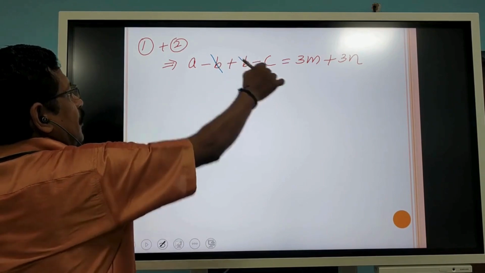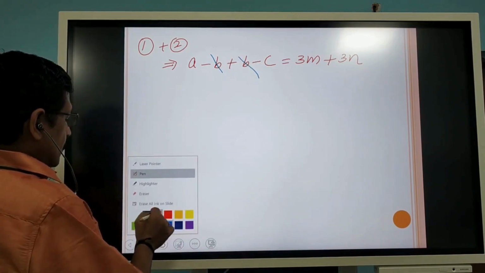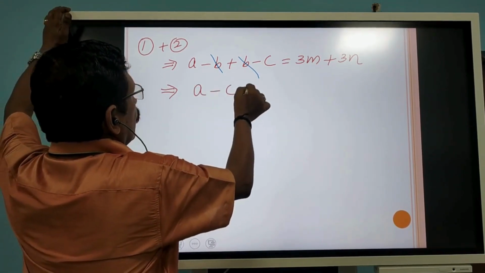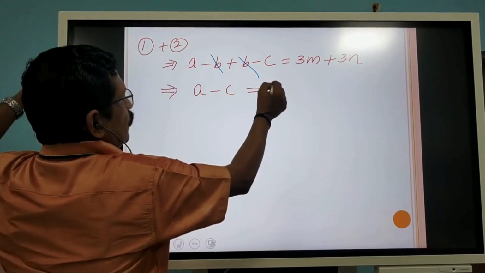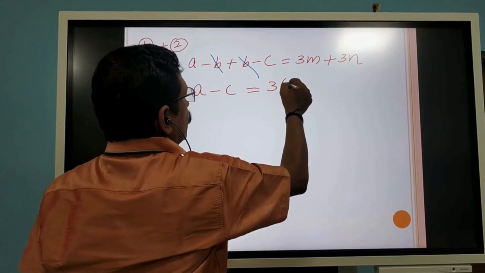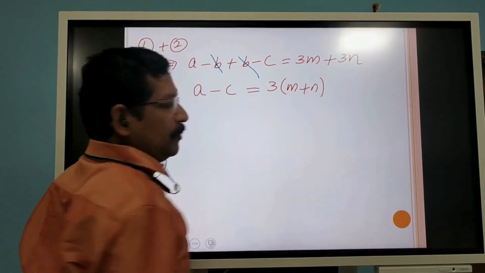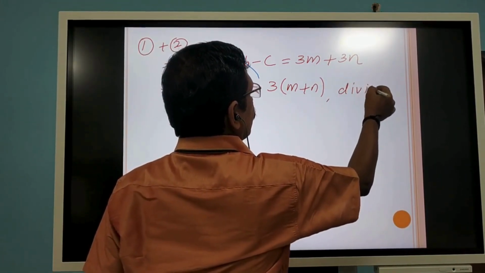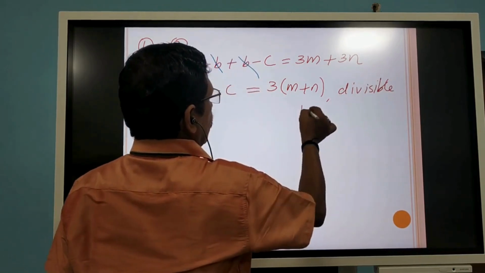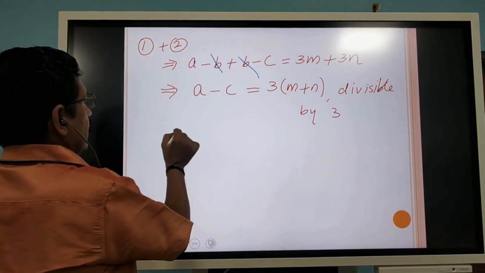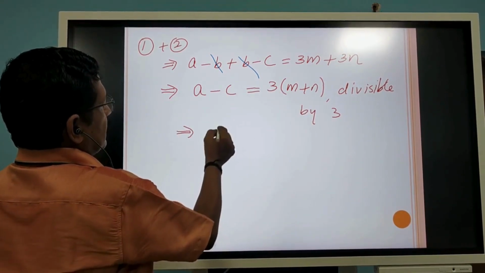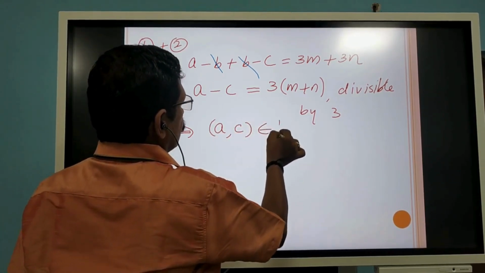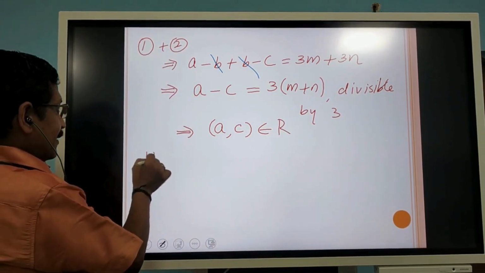Now minus 3 and plus 3. So we have A minus C is equal to, now let us take 3 outside as a common factor. So 3 in m plus n. 3 into m plus n means it is a multiple of 3, therefore divisible by 3. This implies A minus C is divisible by 3, meaning ordered pair AC, that is A is related to C. That is what we get now.